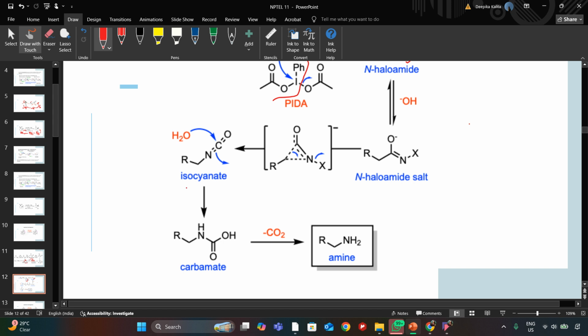This isocyanate will take up a water molecule now to give us carbamate, carbamic acid, and this carbamic acid will now undergo CO2 elimination, as we have already seen, to give us a primary amine as the final product.